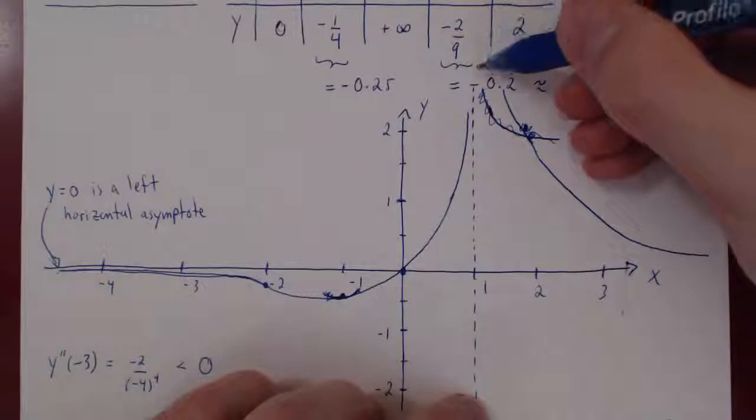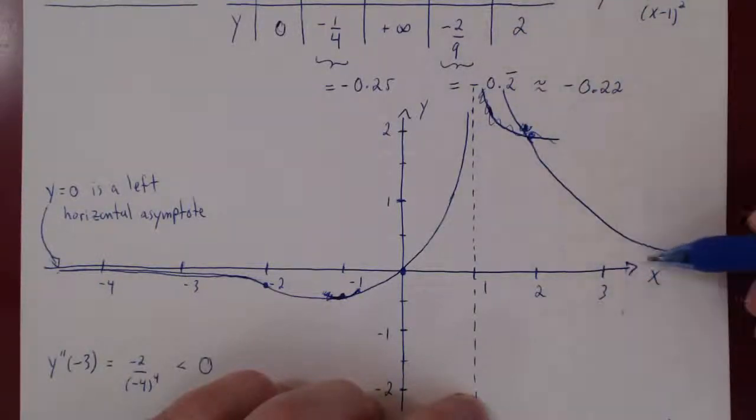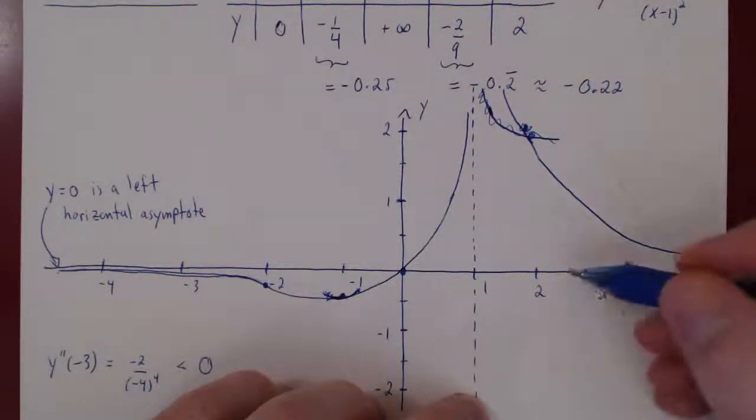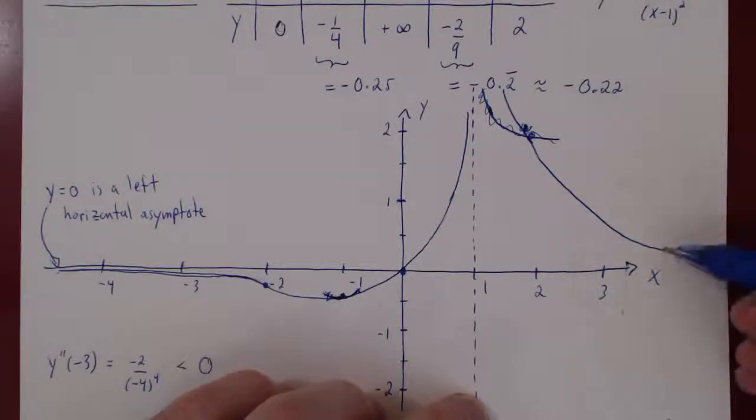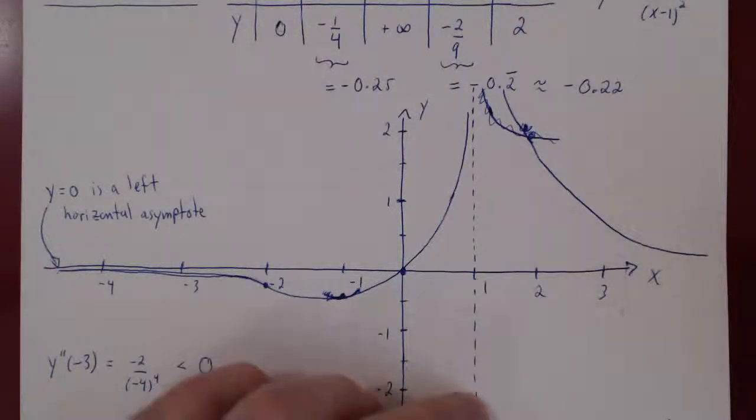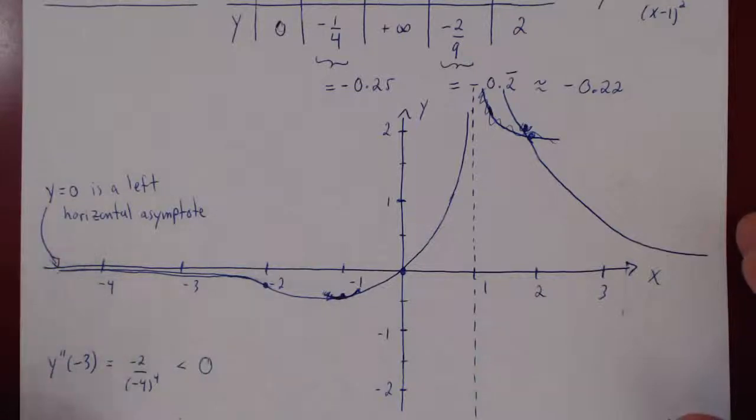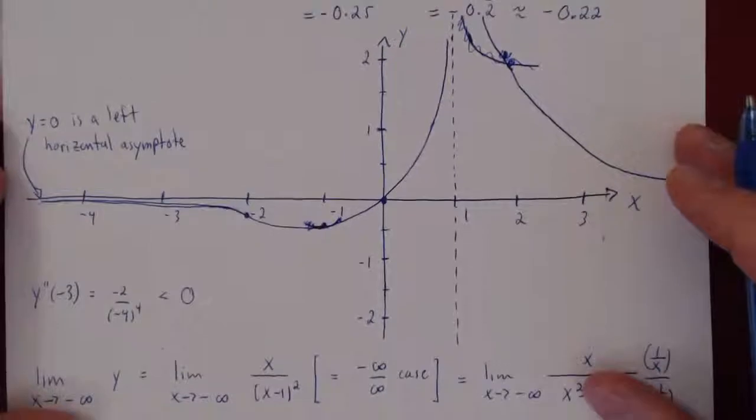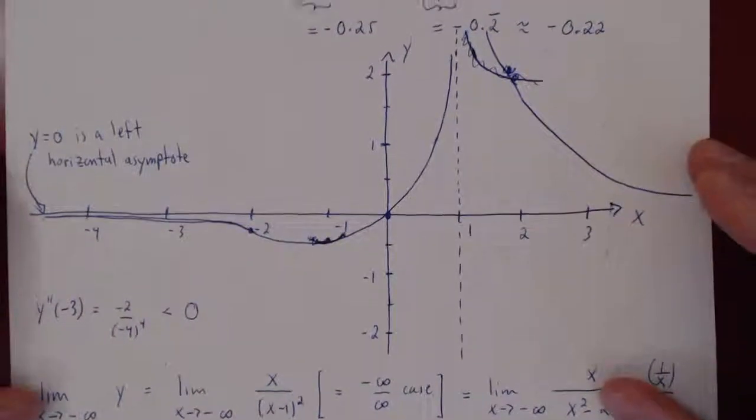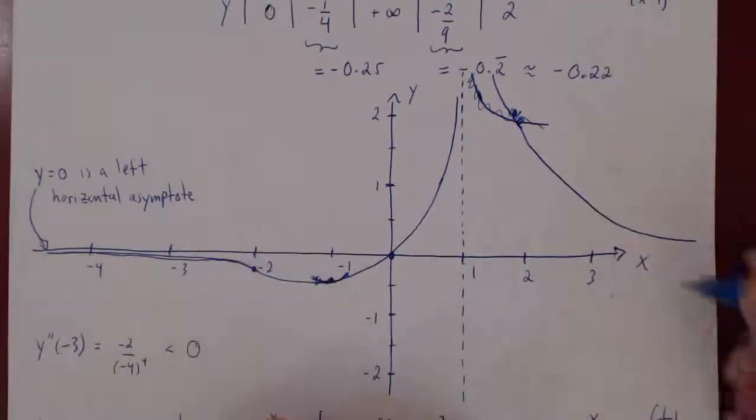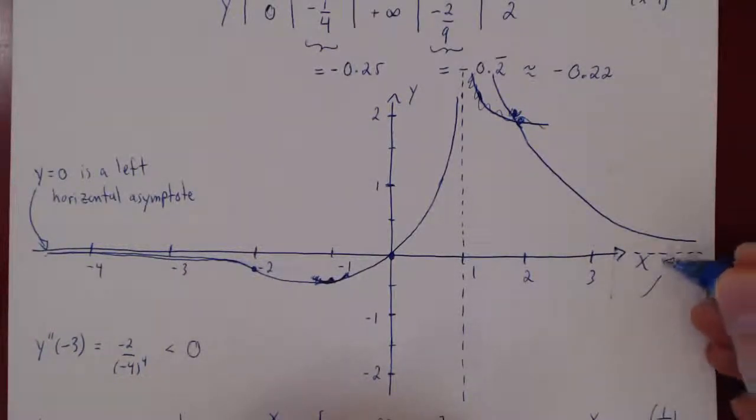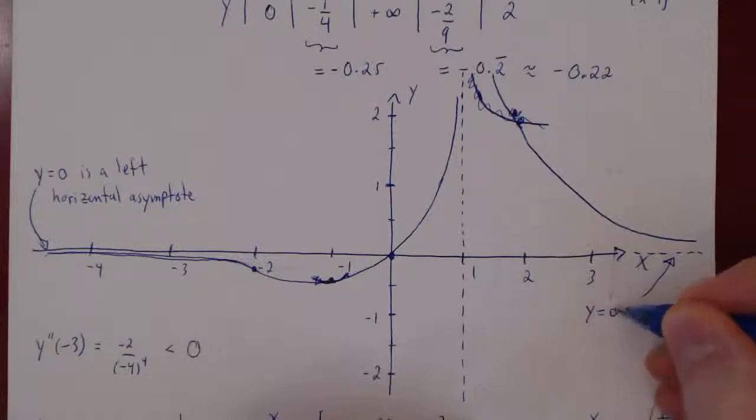So the curve will go like this. And as x becomes bigger and bigger and bigger, y will keep getting smaller and smaller and smaller and getting closer and closer to y equals 0, therefore the x-axis. So we have both y equals 0 as a left and as a right horizontal asymptote. And now we have completed the sketch of our function. So let's specify that y equals 0 is also a right horizontal asymptote.